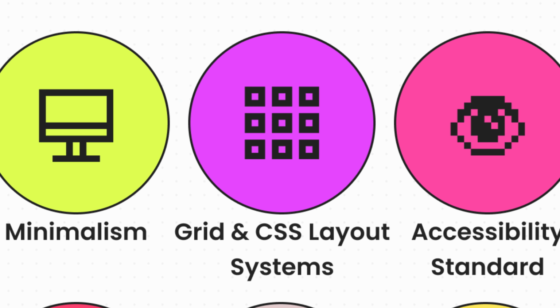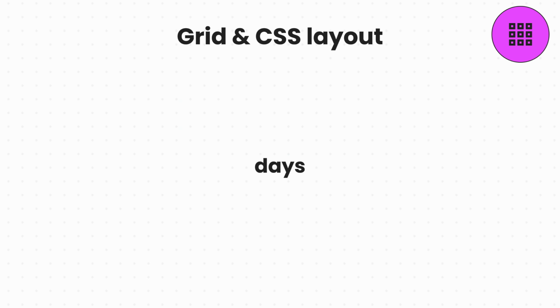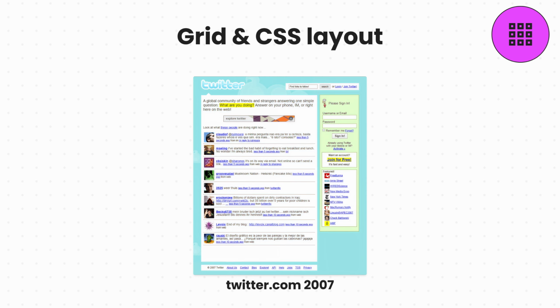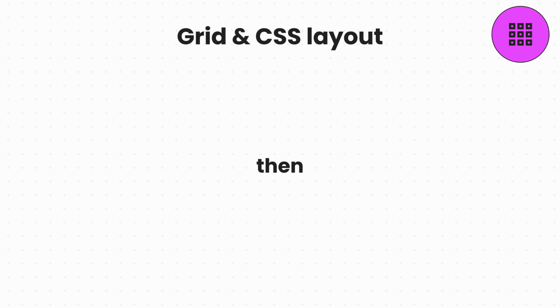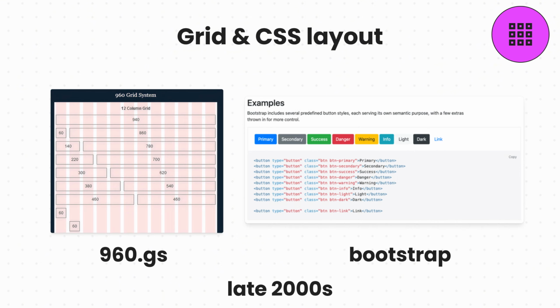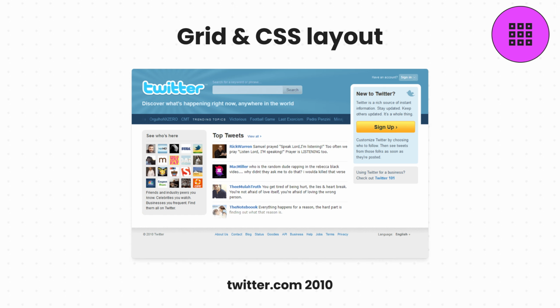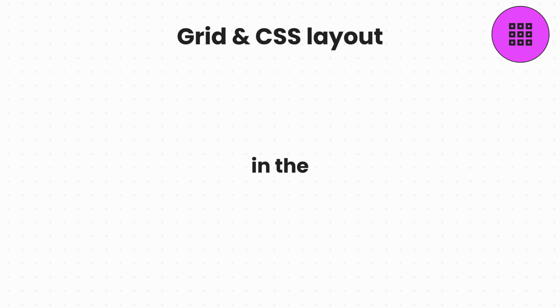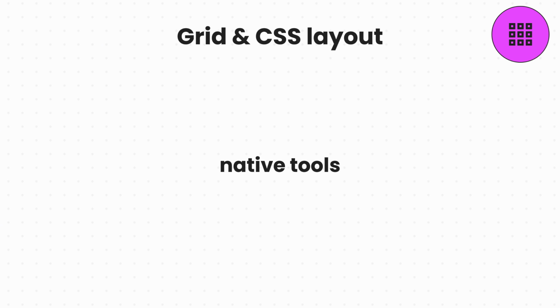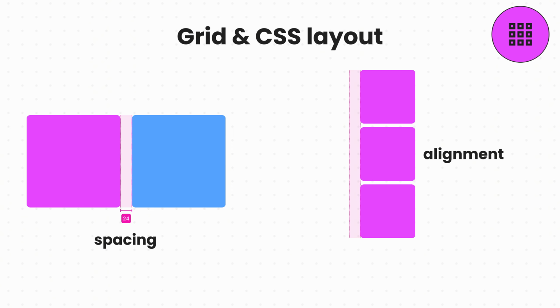Grid and CSS layout systems. In the early days, websites were hacked together with tables and frames to create layouts. It was messy and inflexible. Then came frameworks like 960.js and Bootstrap in the late 2000s, which gave designers modular grid systems to build cleaner, more consistent layouts. Later in the 2010s, CSS Flexbox and Grid gave developers native tools to control spacing, alignment, and complex layouts without hacks.